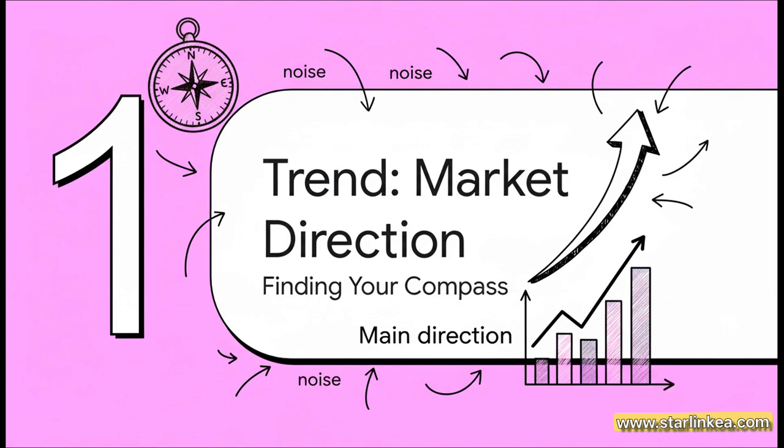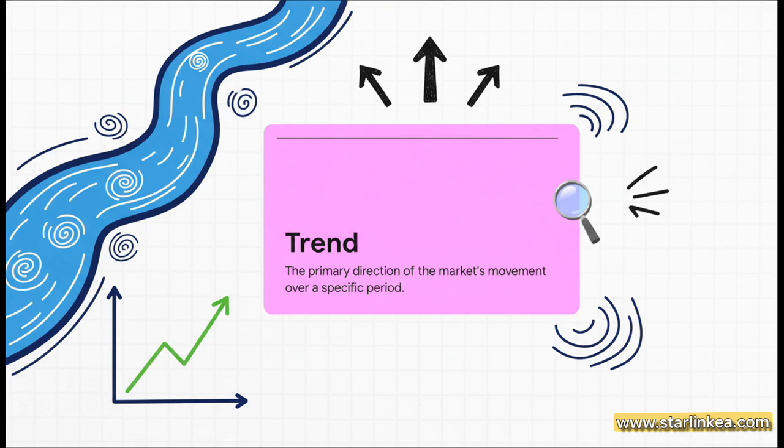All right, so our first tool, our compass, is something called the trend. This is the single most important thing, you guys. It's what helps us see the main direction the market is heading and helps us cut through all that distracting noise. So what is a trend, really? Well, it's actually pretty simple. It's just a primary direction of the market's movement.